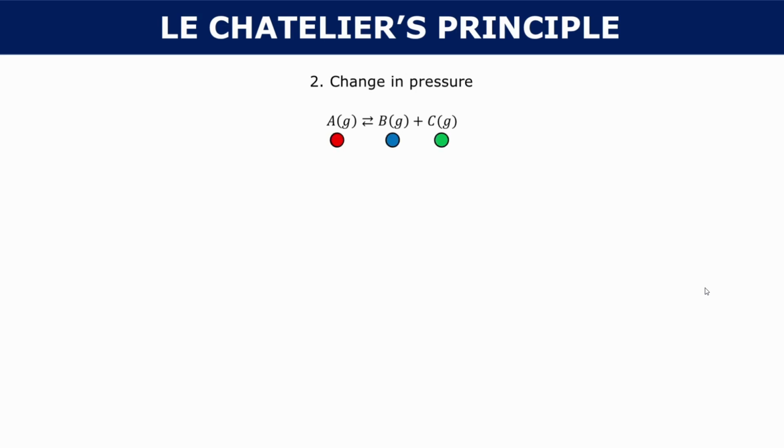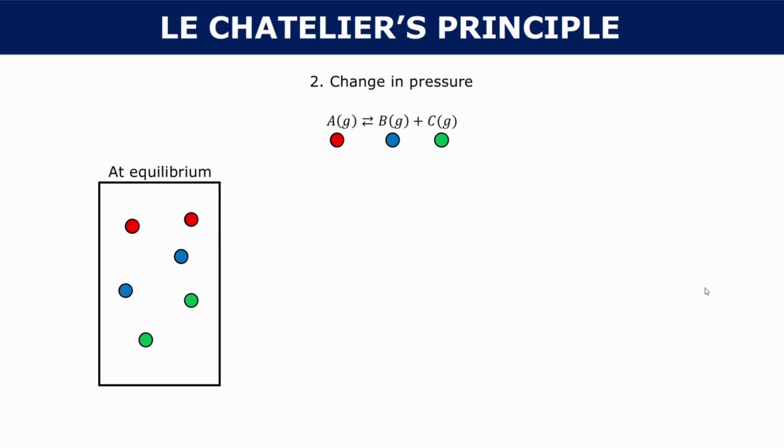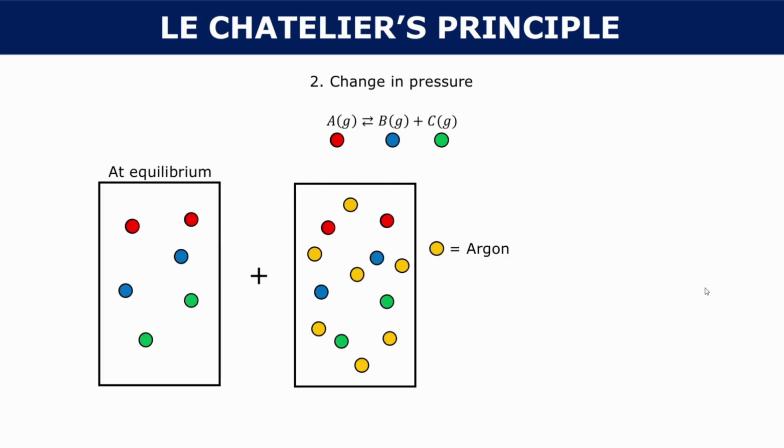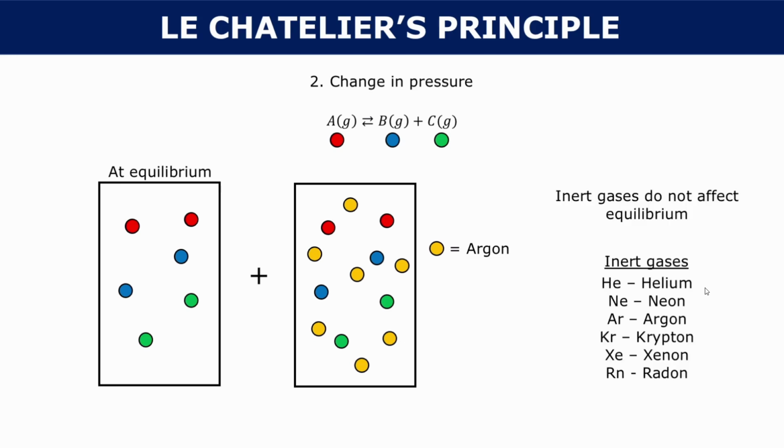So if you had a system like this where A is in equilibrium with B and G, and at equilibrium it looked like this, but you added some gas to it. In this case, we added argon. Would Le Chatelier's principle work in this scenario? You might be tempted to say yes, because shouldn't increasing the number of gaseous particles increase the pressure? Well, no, and that's because inert gases are not going to affect equilibrium. Argon is an inert gas, meaning it does not react at all with basically any element. And so your system kind of stays the same.